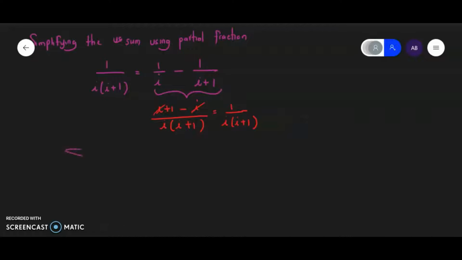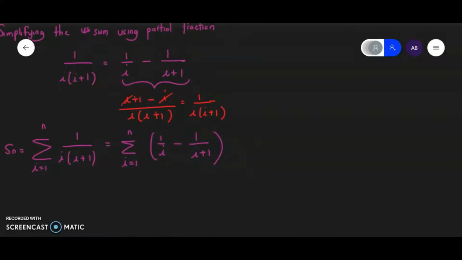So what I can say is the partial sum Sn, summation i equals 1 to n, of 1 over i plus 1, equals summation i equals 1 to n, of 1 over i minus 1 over i plus 1. Now you can ask me, how did I get it here? You need to find the partial fraction. Let me put a note.